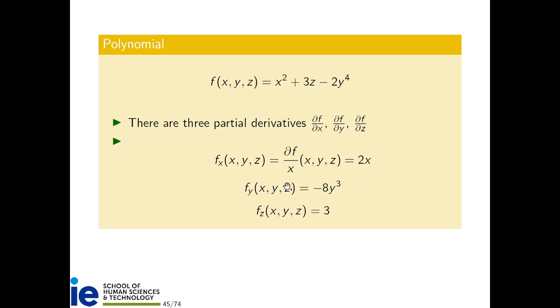Suppose I take the derivative with respect to y. Then x and z are constant. And I compute the derivative of minus 2y to the 4, which is minus 8y to the 3. Similarly with z, x and y are constant, and the derivative of 3z with respect to z is 3.